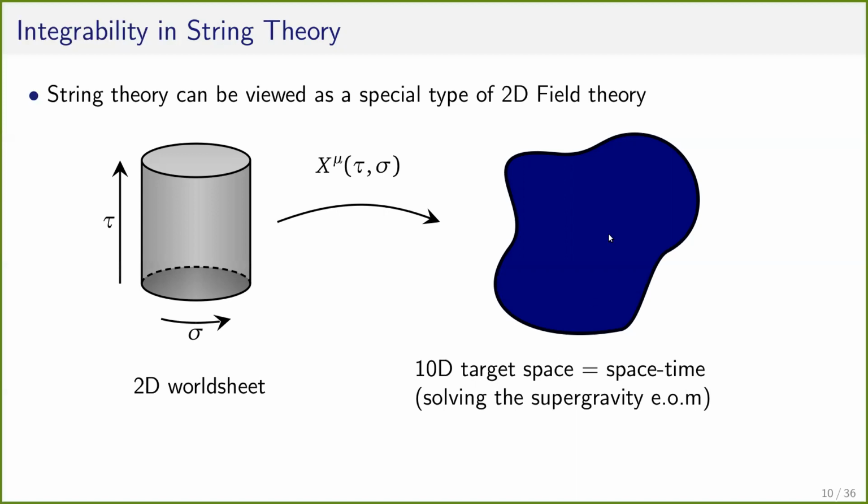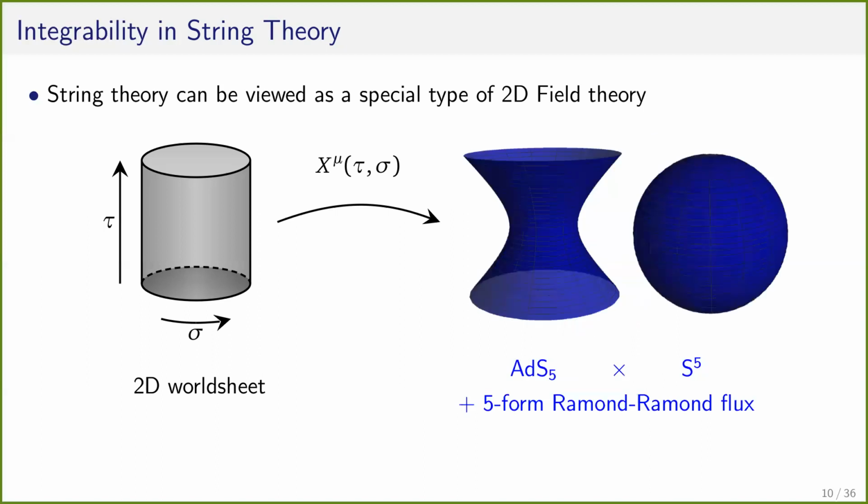So for instance, for a given type of target space, the theory will become integrable. This is the case, for instance, for AdS5 x S5, so when the target space is given by the product of a 5-dimensional anti-de Sitter space times a 5-dimensional sphere. And since you consider a superstring, you also have other structures, and these are the Ramond-Ramond fluxes.